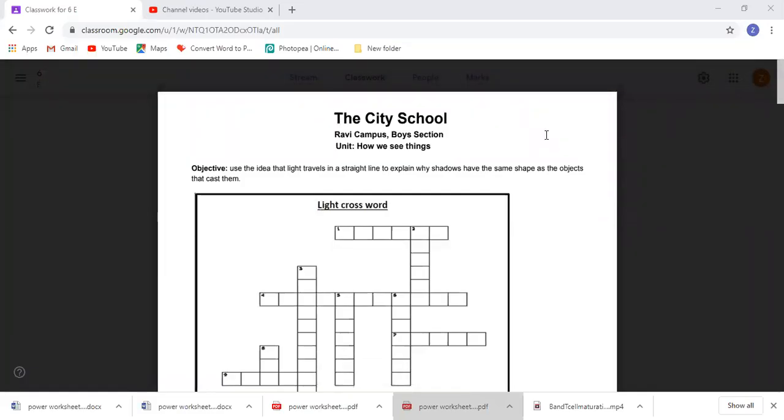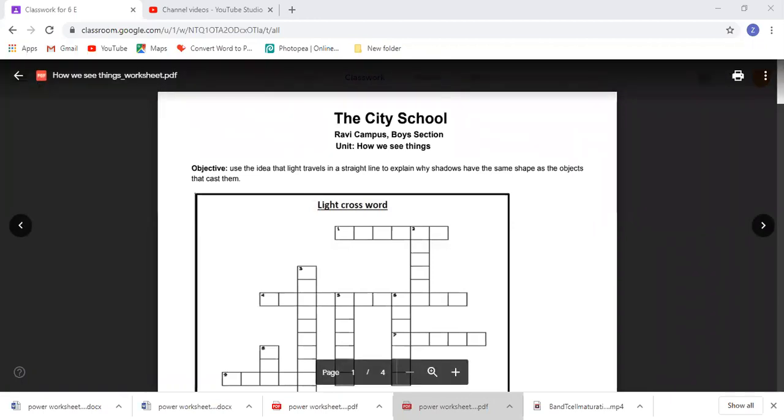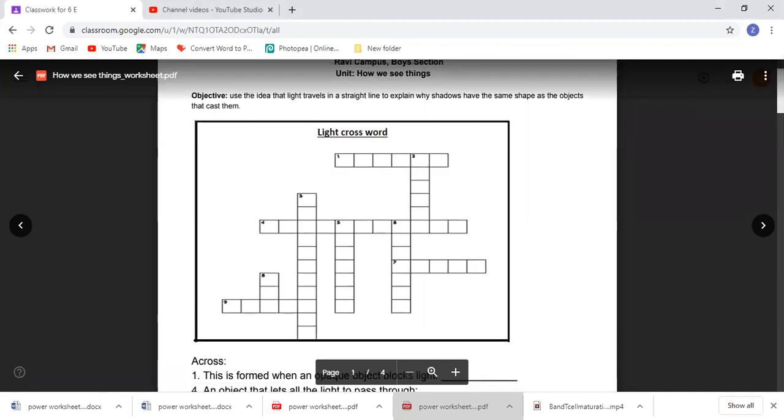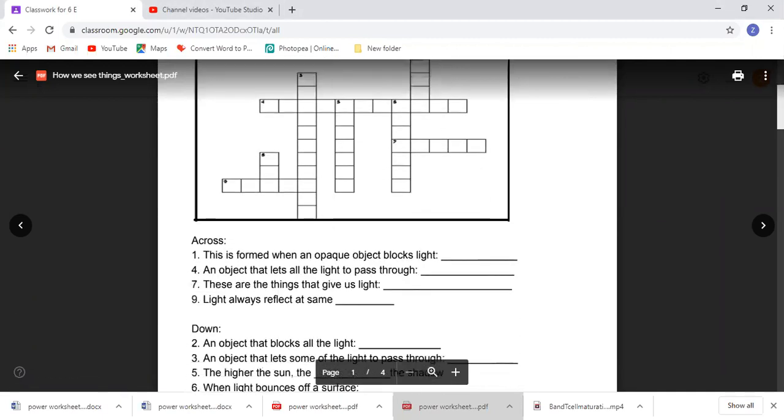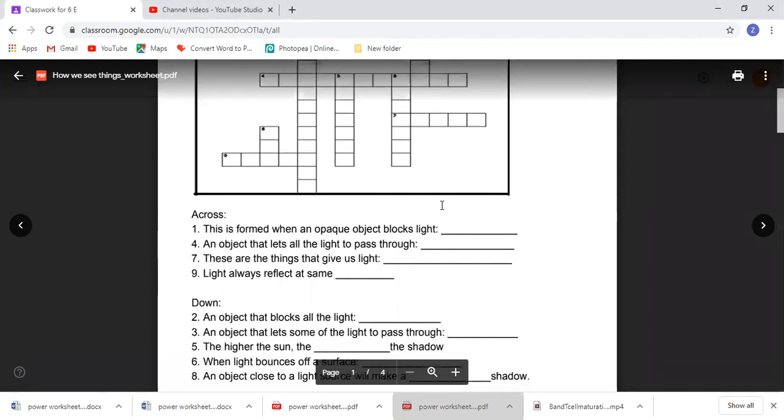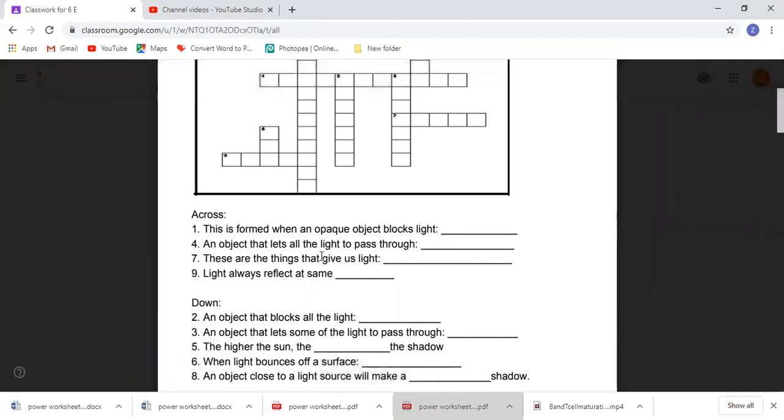Since the graphics weren't good, I plan to make another video. In this one, I'm going to fill the crossword with you. For that, in order to fill the crossword, we basically need to know what is going to come in these blanks. So this is formed when an opaque object blocks light.